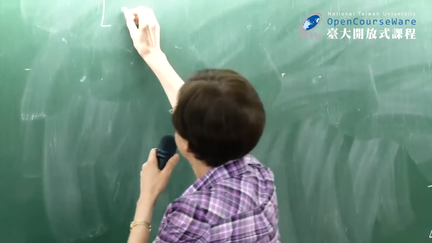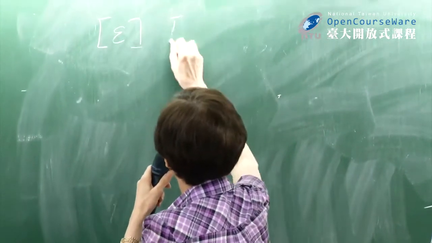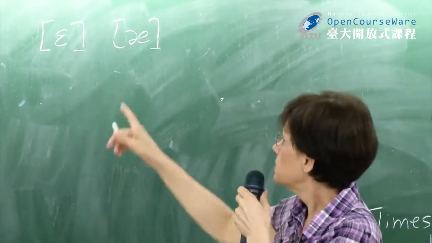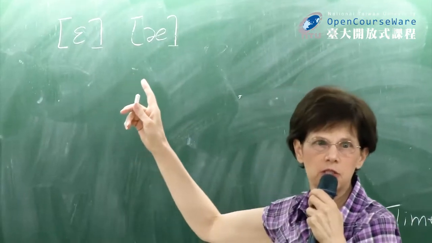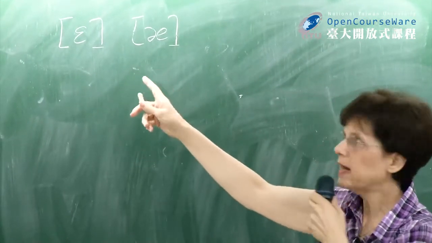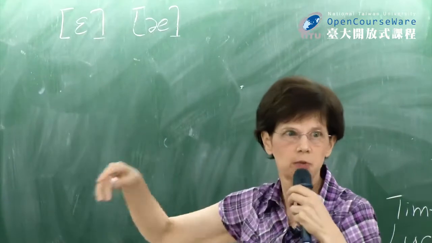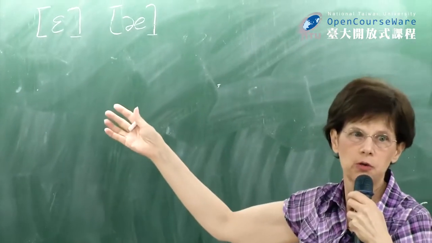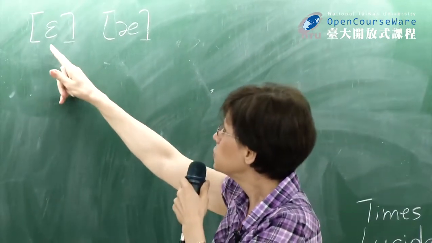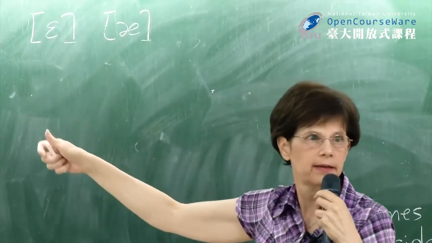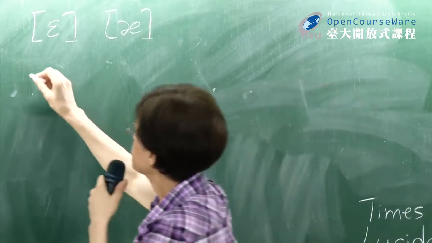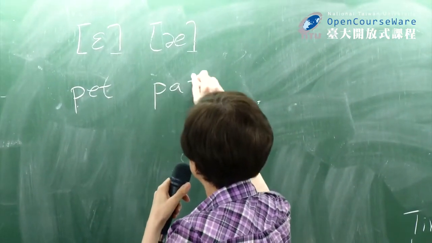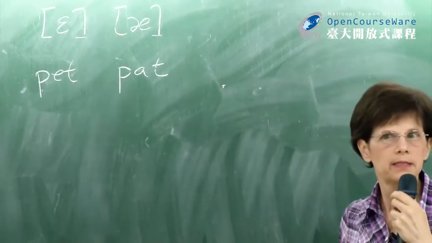For example, the difference between eh and ah. What is the difference? There's a difference of length in American English. Both of them, in theory, are short vowels, but this one's shorter in actual length. 就长度来说，分类上都是短母音，they're both short. But 实际的长度 this one is shorter. Eh, eh. For example, pet, pet. This one is longer, pat.